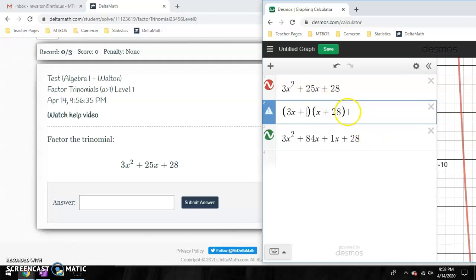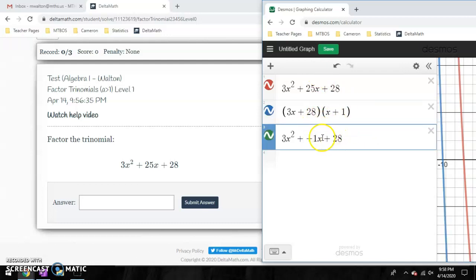All right, let's try again. Let's flip them up. Let's do 28 and 1. Now let's take a look at how these middle ones change. Notice that my 3x times x will still be 3x squared, 28 times 1 will be there. Now 3x times 1 will be 3x, 28 times x will be 28x. However, that does not add up to 25. Those add up to 31.